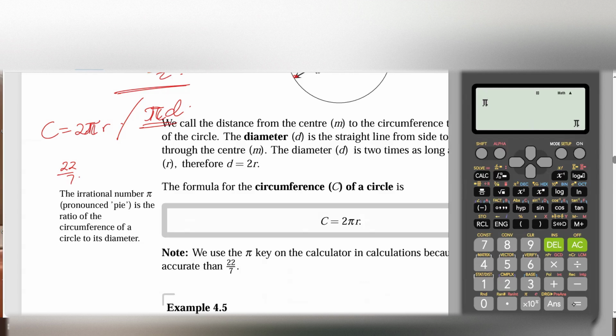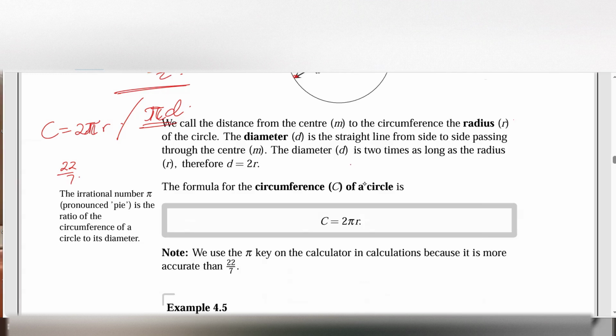You press equals, and you get more or less the same thing, as much as the values are not exactly the same. But in our book or in our study guide, our focus is going to be the 22/7. That's what we're going to stick with.